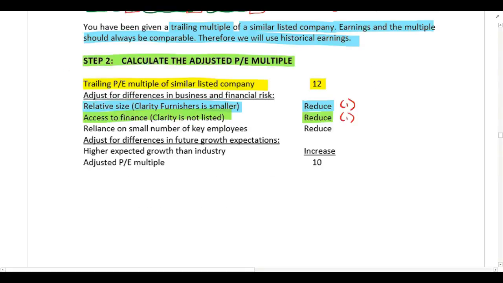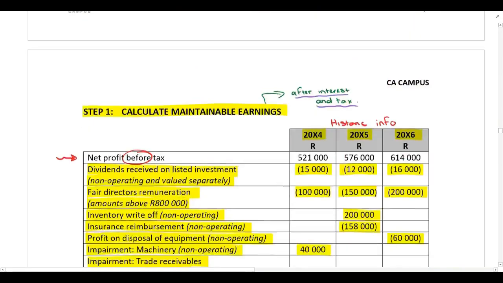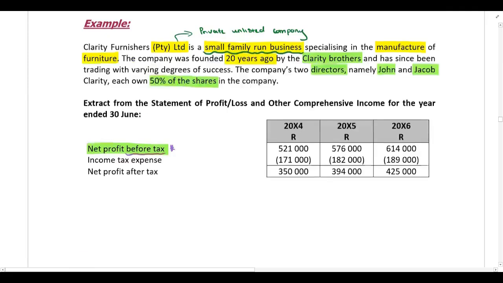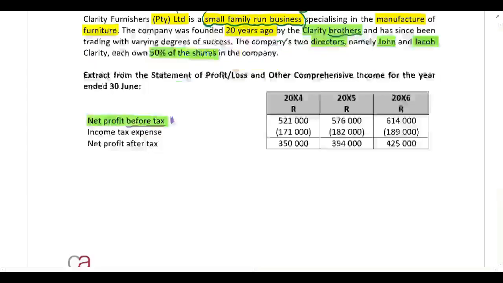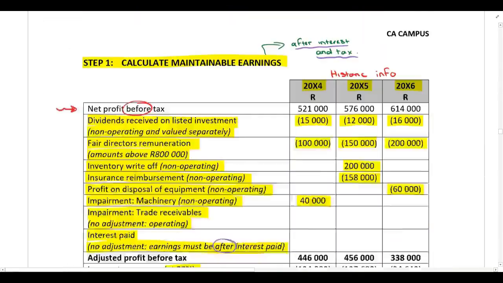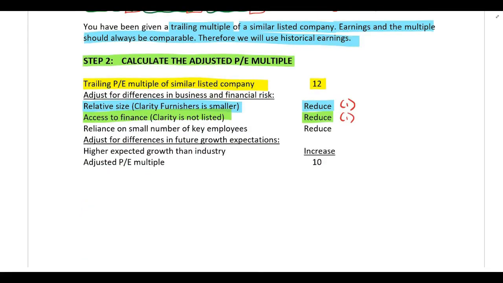And that is also definitely applicable in this question because Clarity Furnishers is a small family-run business. We can see the brothers are involved. They're the only two directors, so they are the two key employees. So that is definitely a negative factor that we need to take into account. So they are reliant on a small number of key employees. Because that increases the risk of the company, we need to reduce the multiple. Once again, I'm reducing by 1.